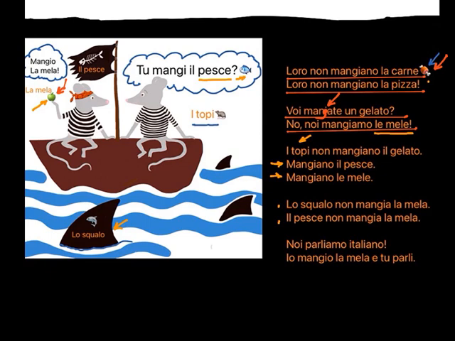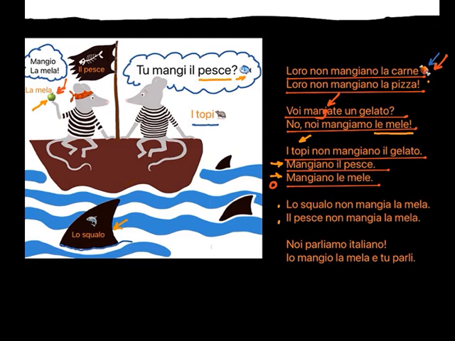I topi non mangiano il gelato. Topi, you have here the vocabulary, and we started with it. So you have it here. Mangiano il pesce. Pesce, right here. Mangiano le mele. Note that I skipped the subject pronoun in here. I could have used it or I could skip it. So I chose to skip it because you do not have to use it.